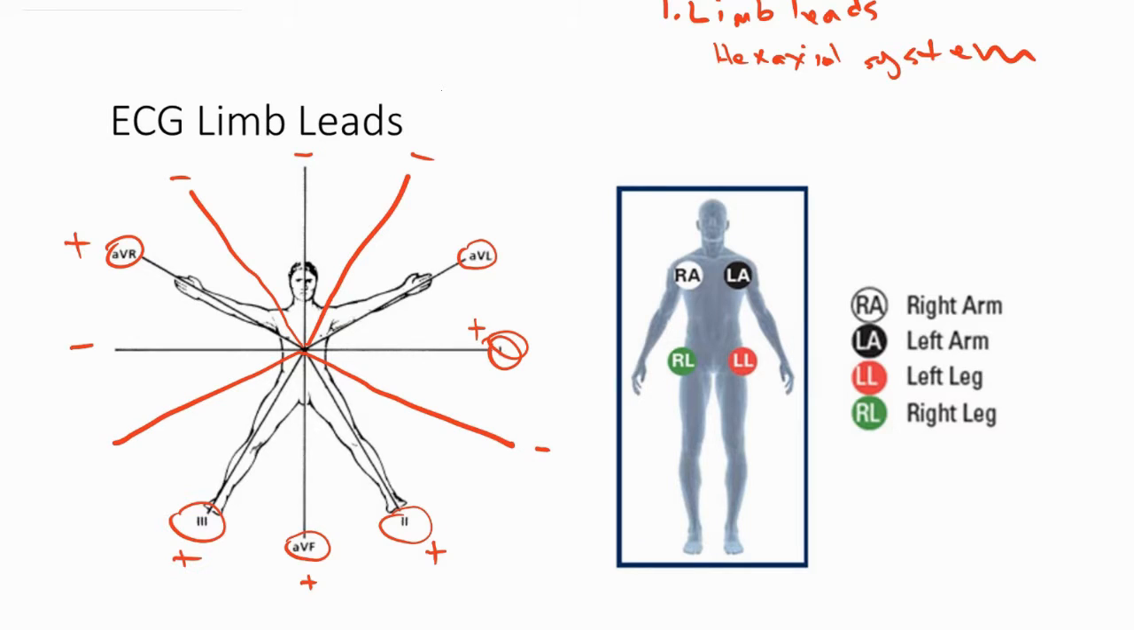AVL would be positive in this direction toward the left arm, and negative in this direction, bottom and to the right. So this is the main hexaxial system, which again is 6 bidirectional vectors that both have a positive and a negative end, and these represent the limb leads.